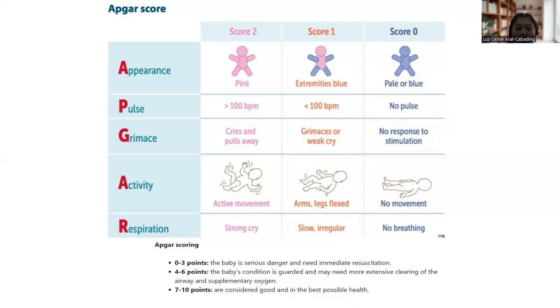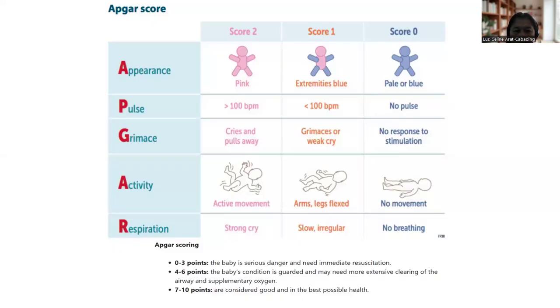A 2 means pink. That means perfused body. A score of 1, there are signs of bluish discoloration in the extremities. That means not enough oxygenation. And a score of 0, the newborn is pale or blue. That is a sign of poor oxygenation. So whenever the score is 0, that is a bad sign. A score of 2 is a very good sign. A score of 1 is midway.